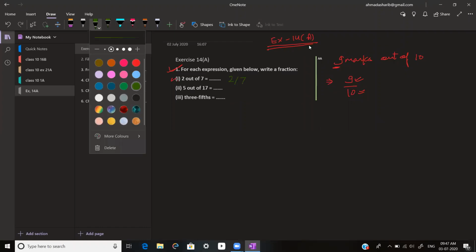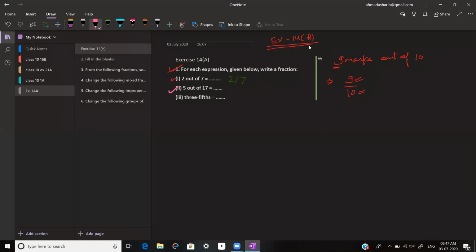Is it visible to everyone? 2 upon 7, you will write. Then the second part, 5 out of 17. You will write 5 upon 17. This is the fraction form. Now the third, 3/5. How are you going to write it? 3 upon 5. 3/5 means 3 upon 5.